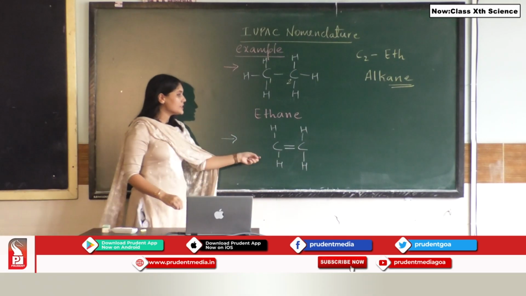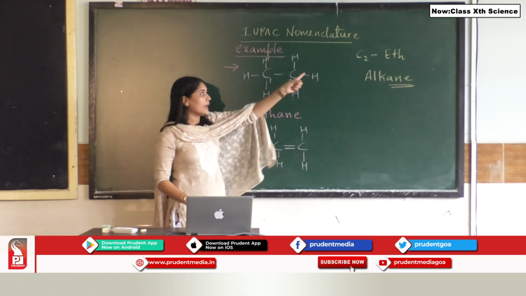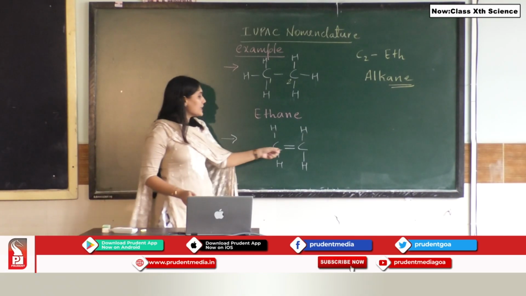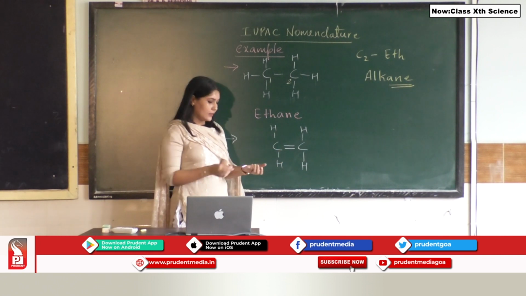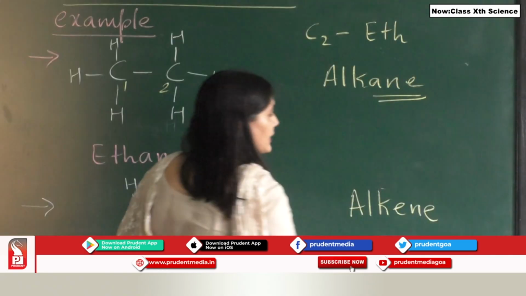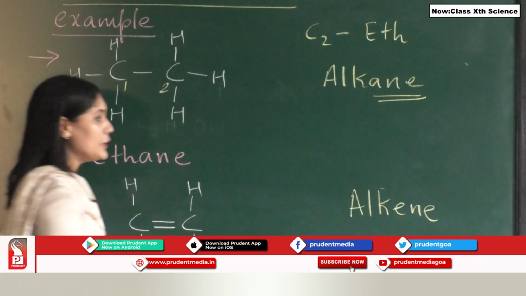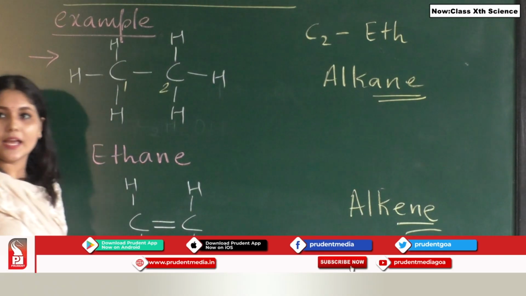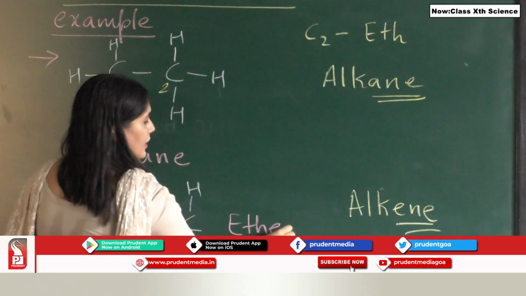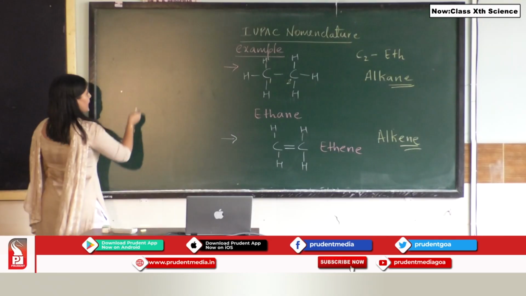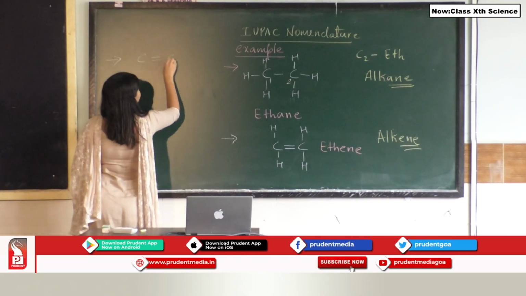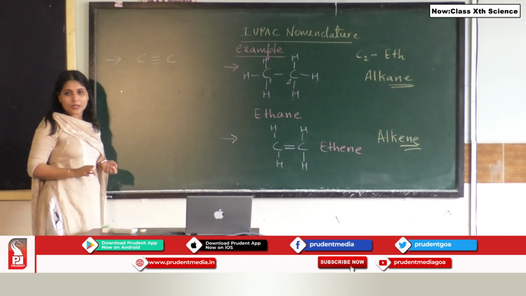So now over here you can see, students, there are 2 carbon atoms. Again the word root is eth. But what is the suffix that we are going to use? Since there is a double bond between the 2 carbon atoms, we know it is not an alkane but an alkene. And the suffix that we will be using is ene, and the name will be ethene. Okay, let us take the third example. In the third example, let us put 3 bonds between the 2 carbon atoms.